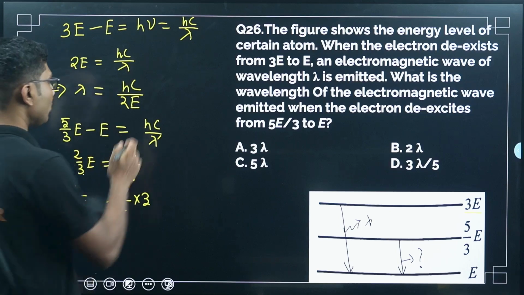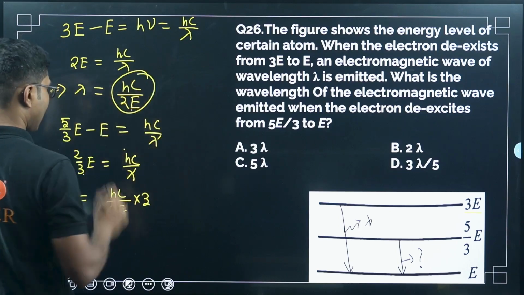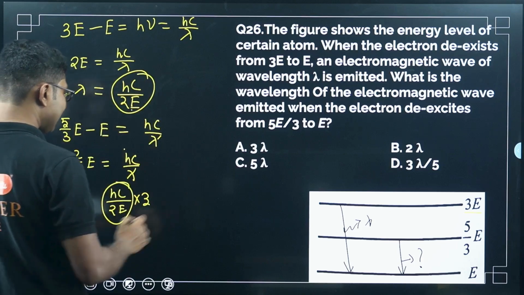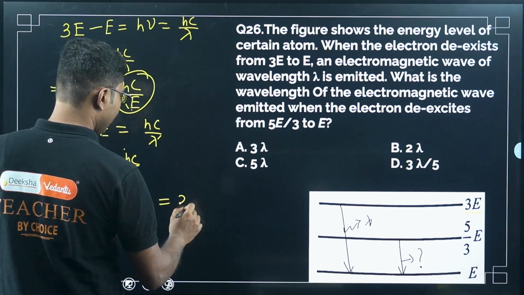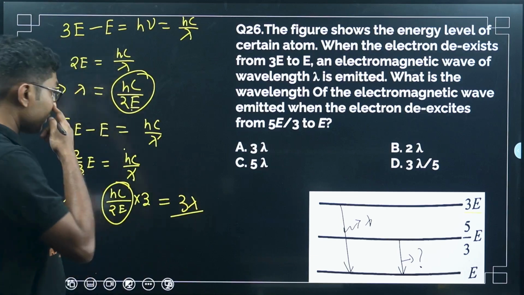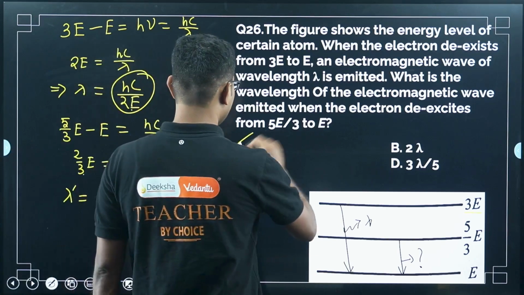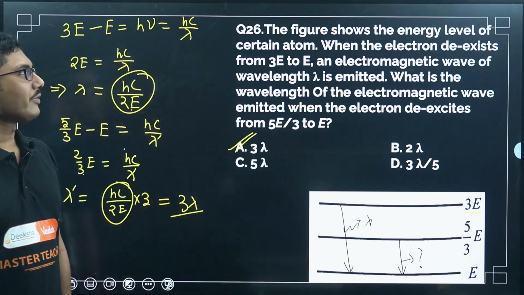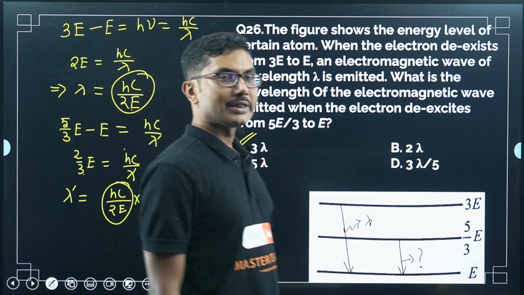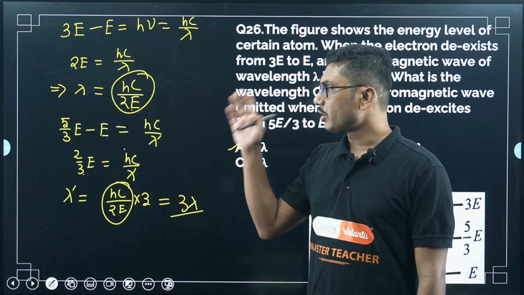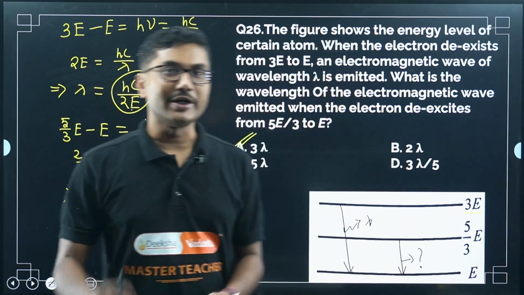So hc by 2E, if you see, hc by 2E is lambda. So we have to replace it with lambda. So it will be 3 lambda. Okay, so lambda dash is 3 lambda. So the correct answer is 3 lambda. Interesting question. I hope you are able to solve this kind of question. This is not a straightforward question, but not a very difficult question.